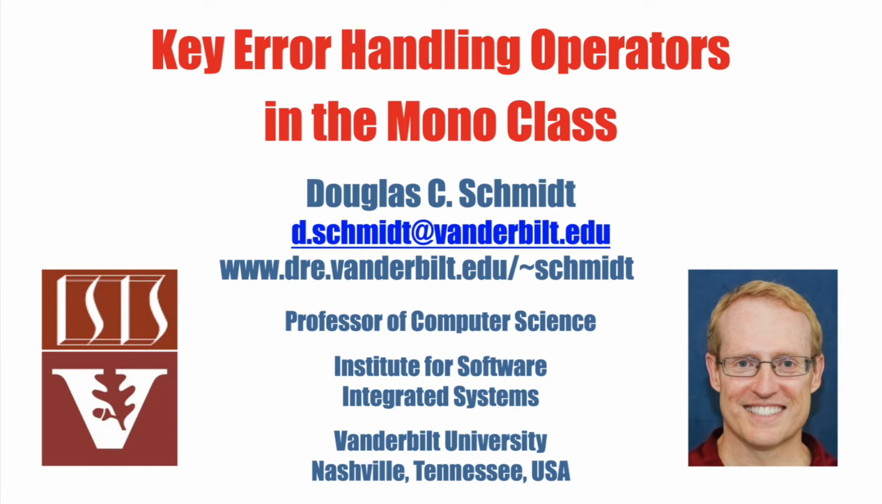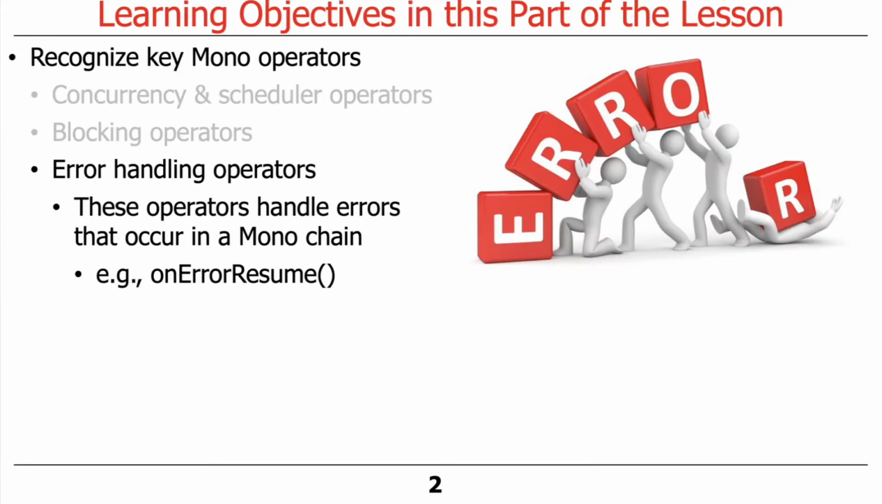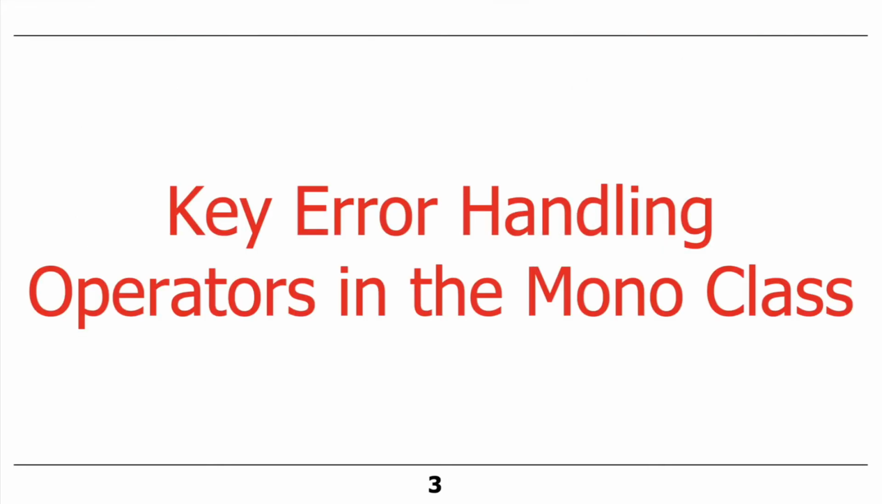So now that we've talked a little bit about concurrency and scheduling with Monos, and a little bit about blocking, let's go ahead and talk about error handling. In general, error handling operators handle errors that occur in a Mono chain. And the one we're going to look at here is called onErrorResume.